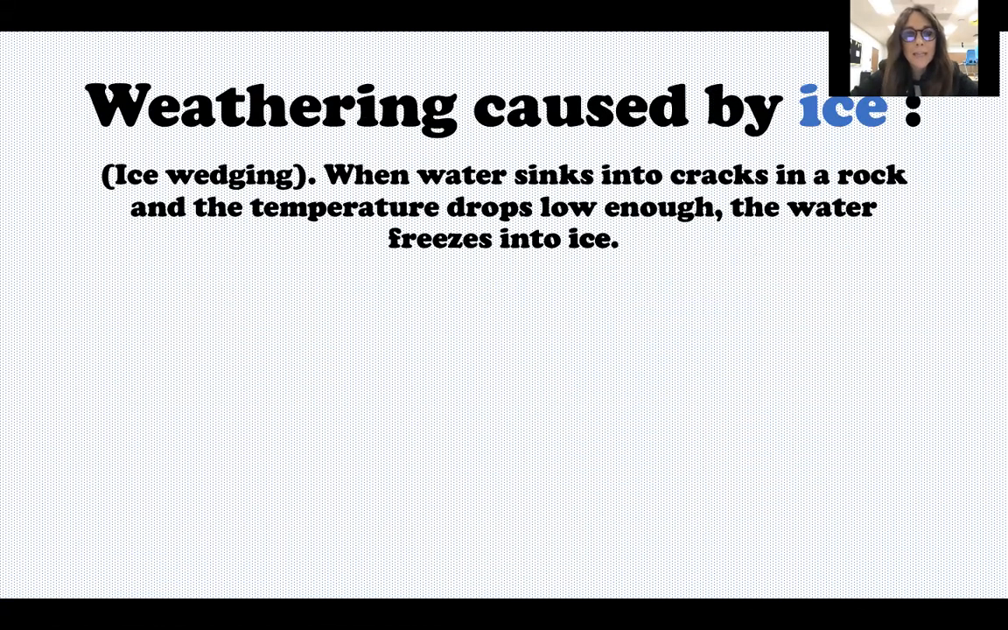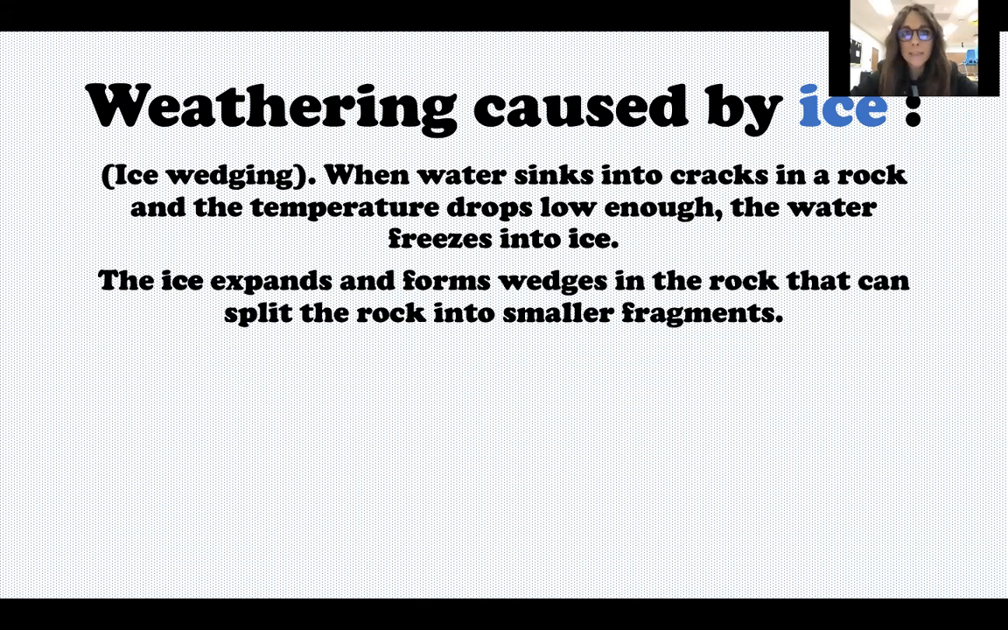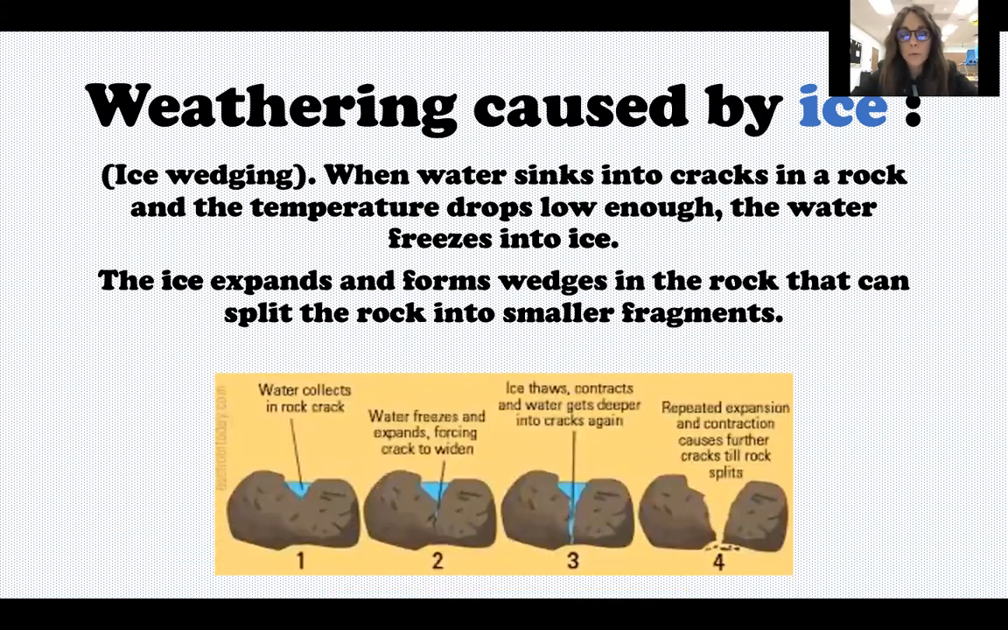Weathering caused by ice, this is called ice wedging. When water sinks into cracks in a rock and the temperature drops low enough, the water freezes into ice. And when water freezes, it expands, and this creates wedges in the rock that can split the rock into smaller fragments. So here's a little diagram showing you that. And when this happens over and over again, it can cause the rock to break apart.